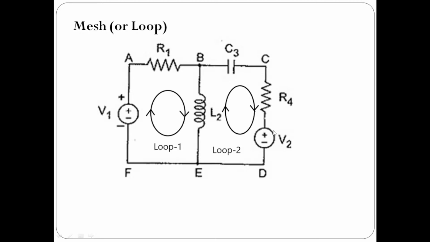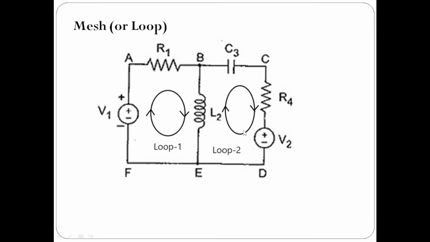Similarly, come to this loop. Here there is a source. If there is no source in this loop, then it doesn't matter. But since there is a source in this loop, you see, positive is upward, but I have mentioned downward.